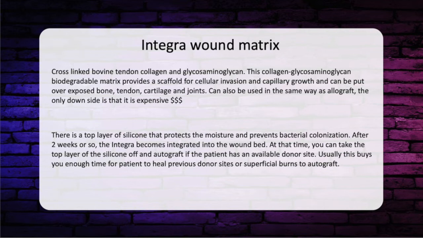After about 2 weeks or so, the Integra becomes integrated into the wound bed itself. And at that time, you can remove that top layer of silicone and you can autograft over it. And so in an area that was otherwise not vascular, exposed bone or tendon, you can put the Integra, wait, and then when you go back to the OR and take off that top layer of the silicone, you can just autograft right over it. So it really helps. And sometimes it can buy you enough time until the patient has healed donor site from other autografts. So again, very helpful for patients that have very large burns.